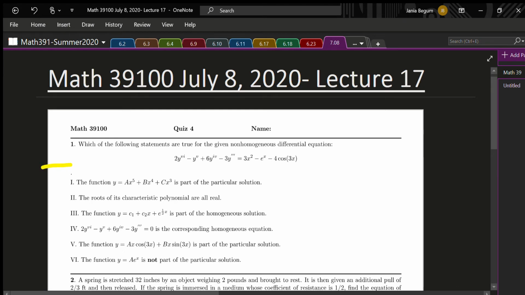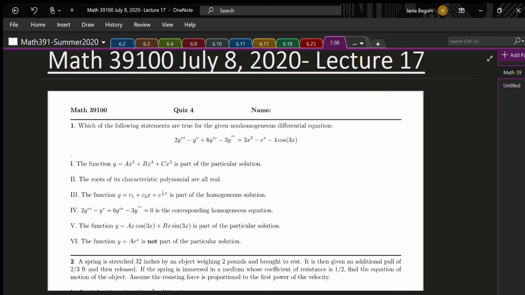Alright, so for one of the questions, we want to see which of the following statements are true. So you kind of have to solve this, right? To come up with the solution, at least partially, you want to see what the corresponding homogeneous equation would look like.